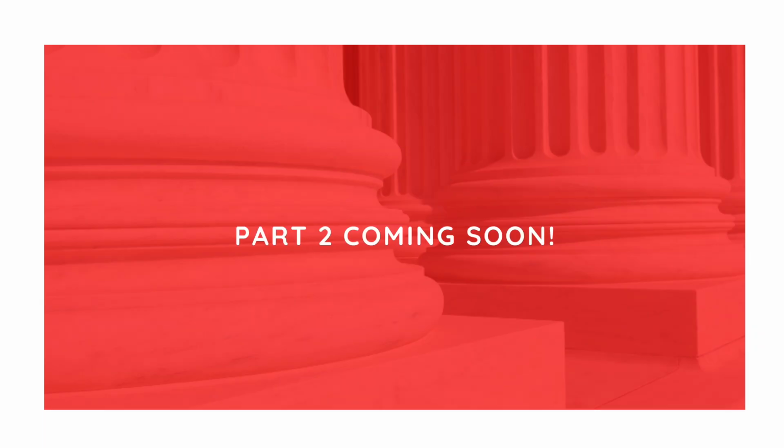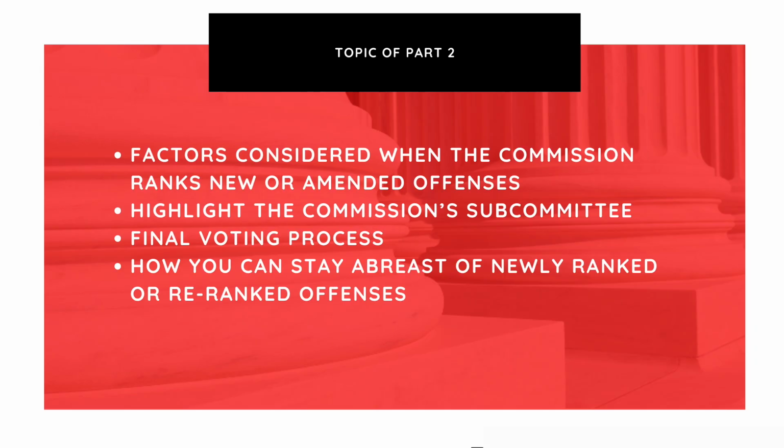Now that we understand default rankings for unranked and amended offenses, what else happens? Good question. Let's further discuss the other part of this process. The second part of this video series will explore the factors considered when the Commission ranks new or amended offenses, highlight the Commission's subcommittee who assists with ranking the offenses, provide an overview of the final voting process, and how you can stay abreast of newly ranked or re-ranked offenses.